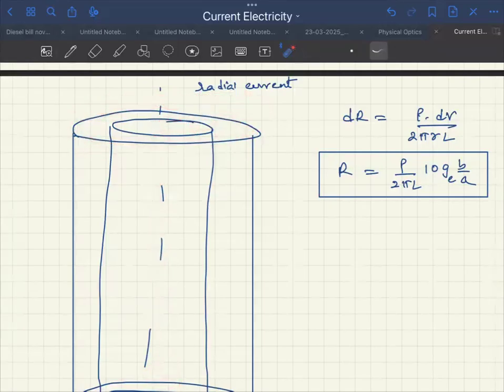If you wrap the mat around, it is 2 pi r into L. How are these pipes? Series. So, infinitely small additions, you are doing integration of this. Finally, you will get rho by 2 pi L into log b by a. These formulas you may use in the mains examination.